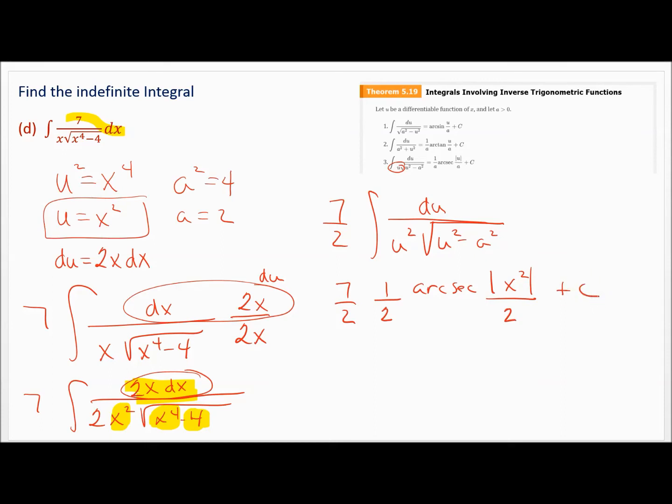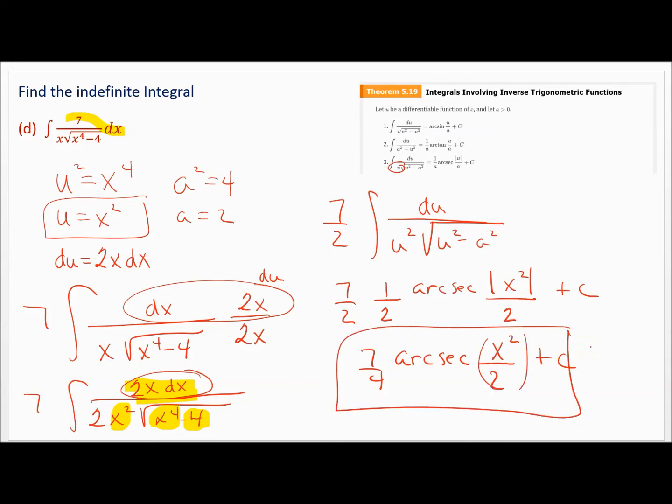Now I simplified this as much as possible. So in the front I have 7/4, right? And this is arc secant. Now the absolute value of x squared, y'all, is just x squared. x squared is already positive. I don't need absolute value. Over 2 plus c. And if you want to put parentheses around that, you can. You don't necessarily have to. What do you think? Not bad, right?